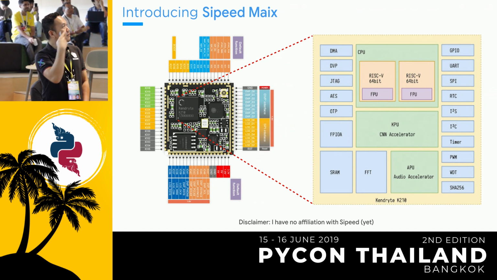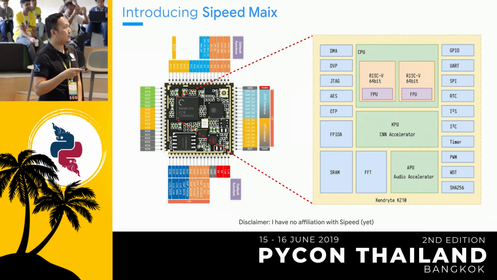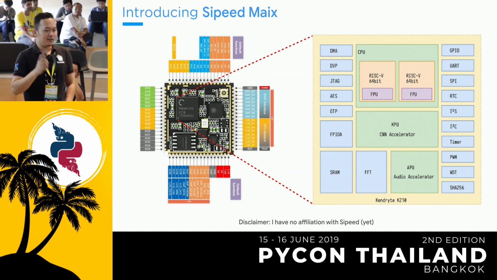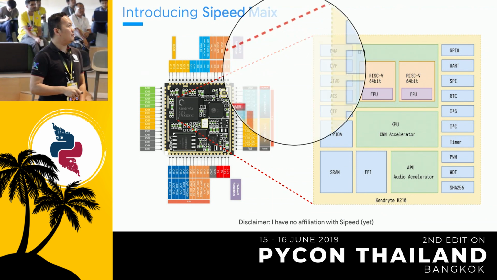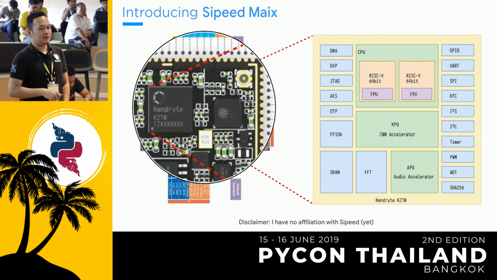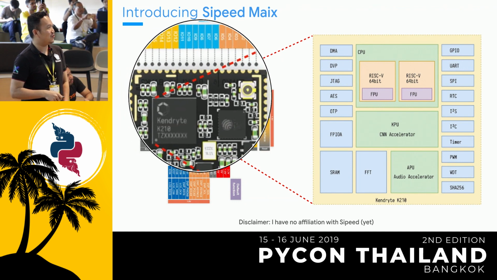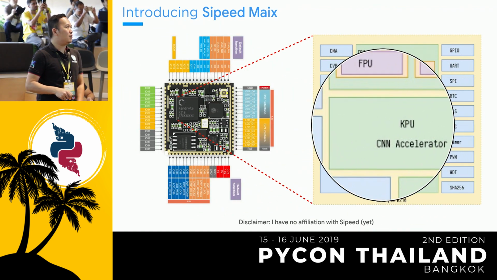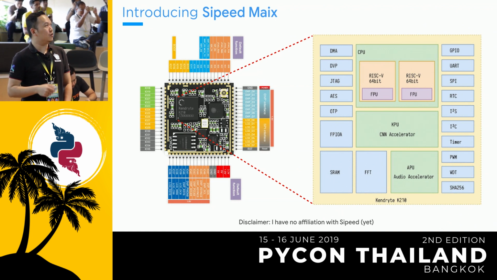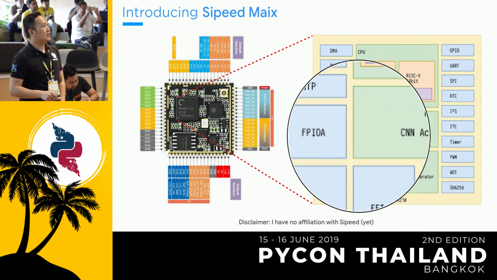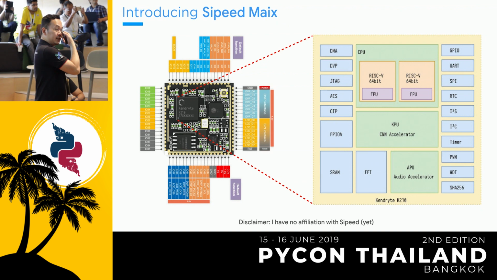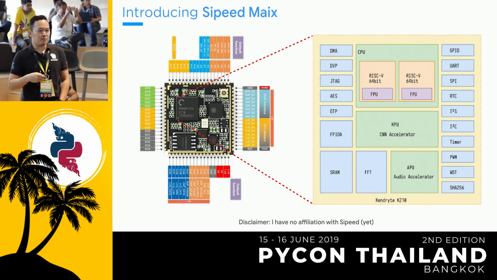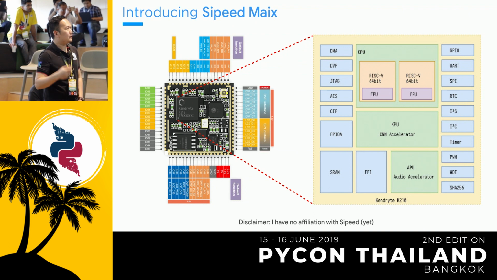I will talk specifically about this microcontroller. Disclaimer, I have no affiliation with the company yet. Maybe someday. What I'm talking about is something we call the K210. It's actually based on RISC-V, dual core. And one thing to notice is that it has its own CNN accelerator, what we call the KPU. KPU meaning knowledge processing unit.